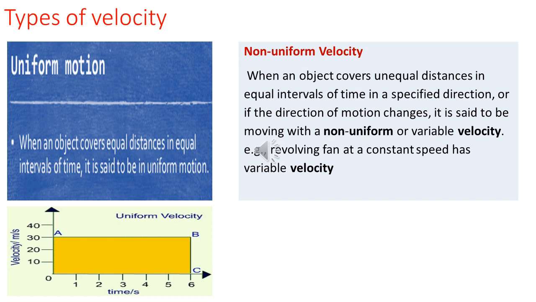Uniform velocity: when an object covers equal distances in equal intervals of time, it's said to be in uniform motion. Non-uniform: when an object covers unequal distances in equal intervals of time in a specific direction, or if the direction of motion changes. When I plot a graph between velocity and time with uniform velocity, as time increases, the velocity is still constant and its slope equals 0.